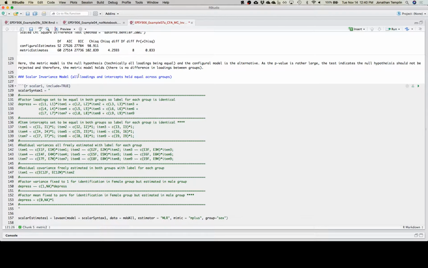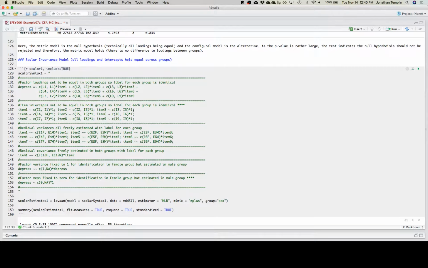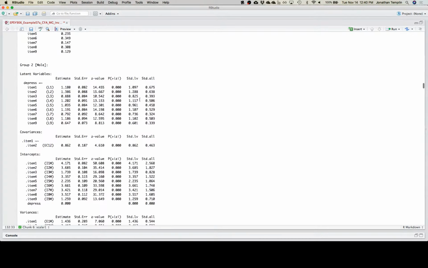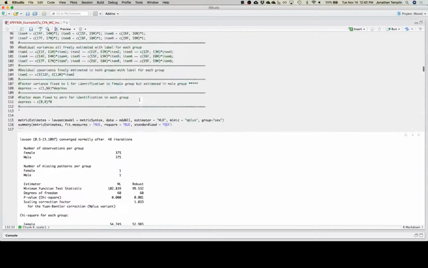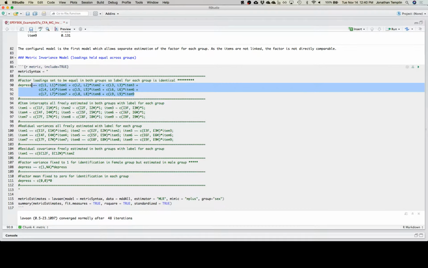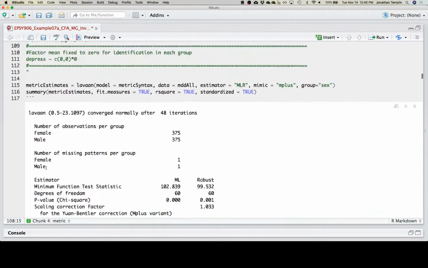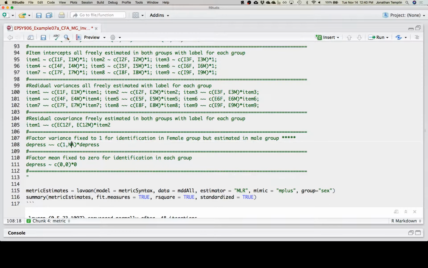Usually the whole invariance thing just makes you want to pull your hair out, at least me. So we then moved to scalar invariance, which is all the intercepts and the loadings. And I forgot to mention, let me go back. In the metric model, not only did we change the loadings to all be equal across groups, but we also changed the factor variance, so that in one group we fixed it at 1, and in the other group we estimated it. That's the NA in the syntax that's a little weird.